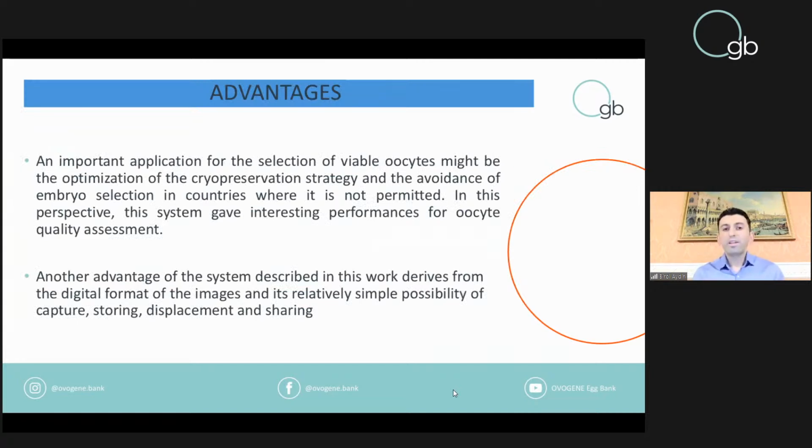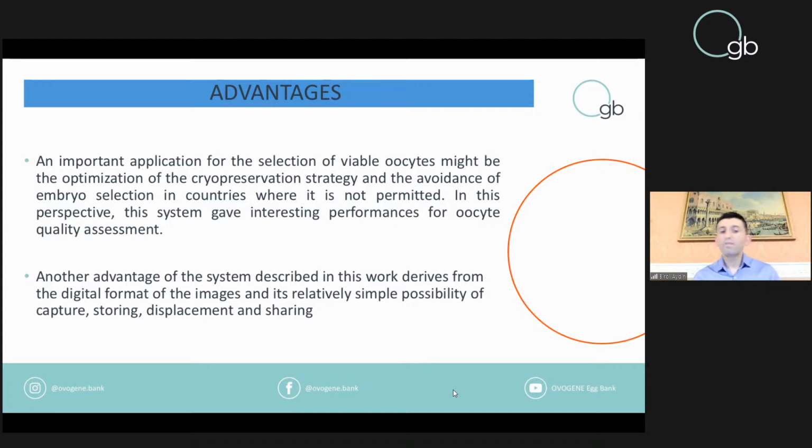Let's talk about the advantages of artificial intelligence in egg banking. An important application for the selection of viable oocytes might be the optimization of the cryopreservation strategy. And the main thing, if you have a problem, especially with legal permits for embryo selection in your country, is that this is the perfect chance to have the best selection criteria, because you will already find the high-potential oocytes. That's why you may use such potential of the oocyte to achieve a high quality embryo.